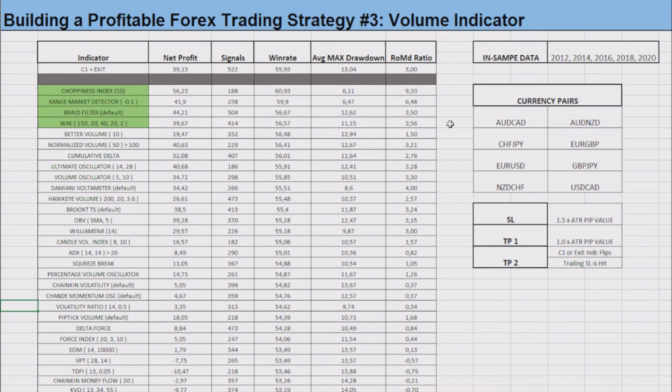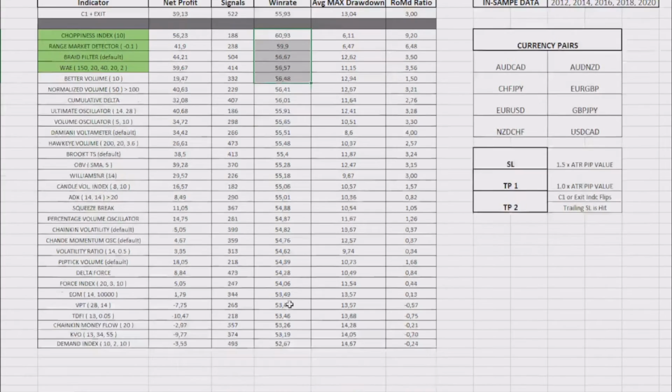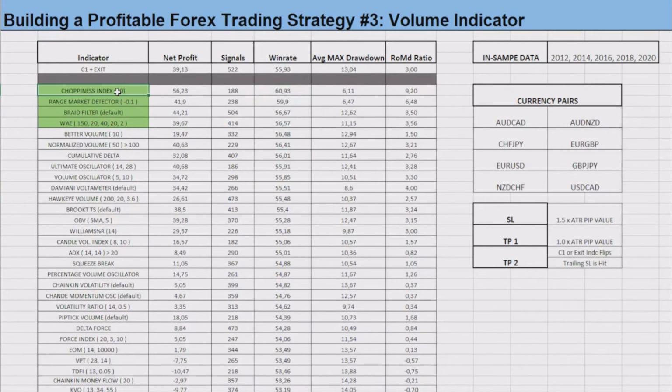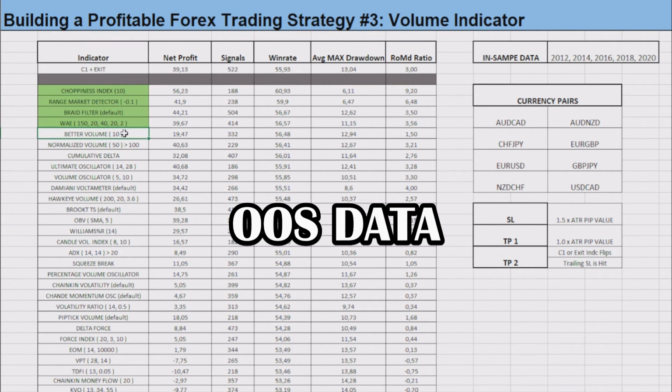As you can see, the indicators that improve the win rate of the strategy the most under these conditions were the choppiness index, the range market detector, the breadth filter, and the quadrature explosion. And they were indicators that not only increase the system's win rate, but also increase its efficiency, as we can see when looking at the values of the return over max drawdown ratio. So now, to find which is the most consistent, I'm going to apply them to my out-of-sample data.